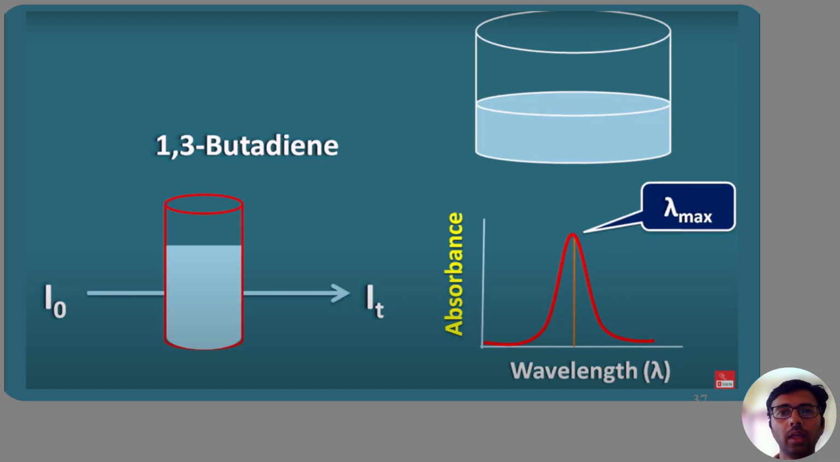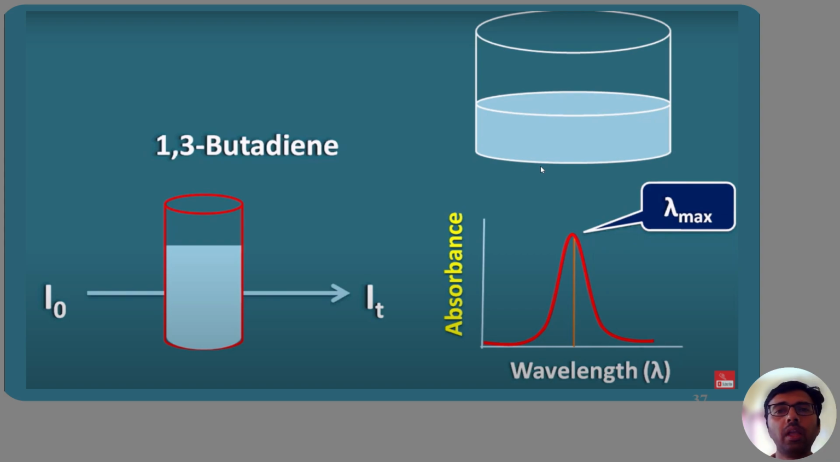Welcome to lecture 11 of our molecular spectroscopy series. Today we will analyze how the physical environment of a molecule directly modifies its quantum mechanical energy levels and changes the absorption spectrum that we measure experimentally.